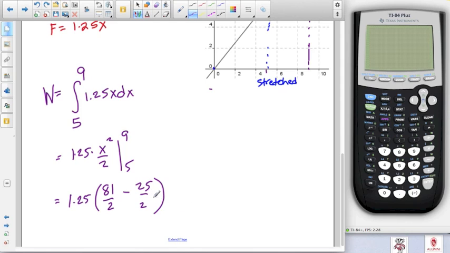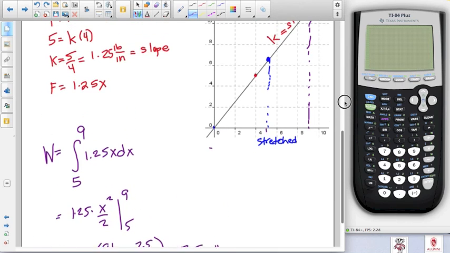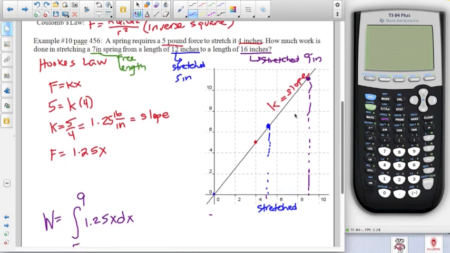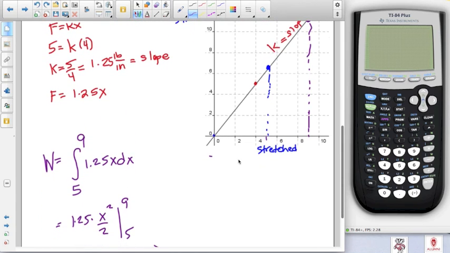And if we evaluate that, that ends up being 35 inch-pounds of work to stretch that this distance on the graph. And if we looked at this graph right here, and we found the area of that trapezoid, that area would be 35 inch-pounds.